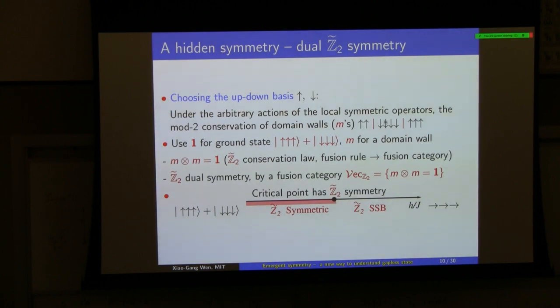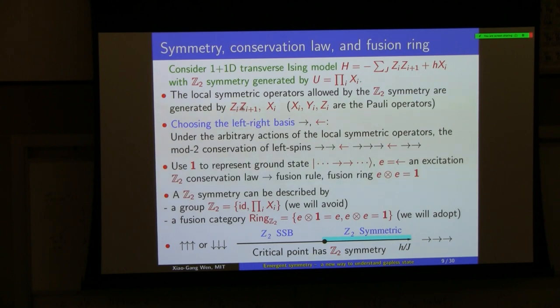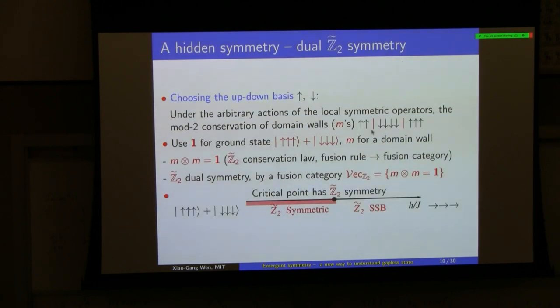Then again, we see that the domain wall also has a mod 2 conservation. By applying this ZZ spin operator or single X, we can never create a single domain wall, but always two domain walls. The ZZ operator doesn't do anything because up and down are eigenstates of the Z operator. But X can flip one spin, which shifts the domain wall or creates two domain walls. So we can call this M a domain wall, and then we have the fusion rule MM to trivial. So this is another independent fusion rule.